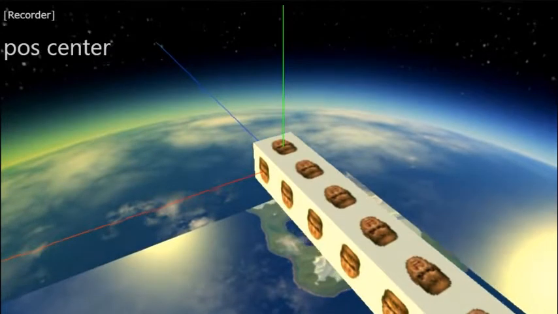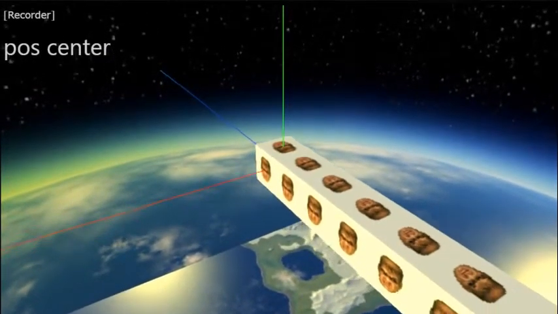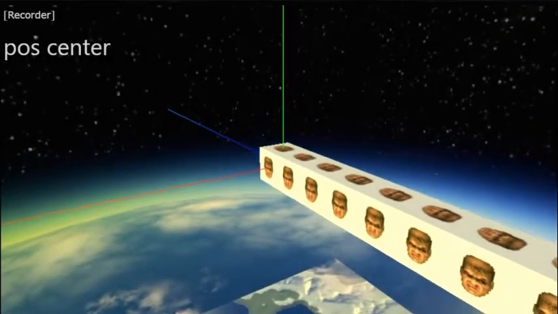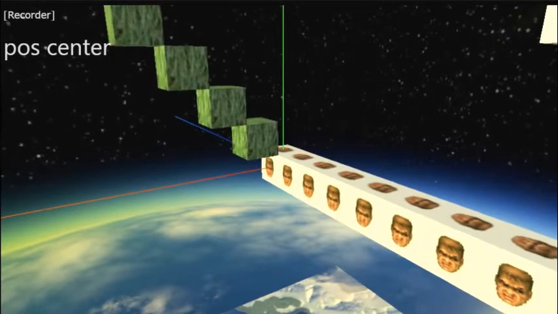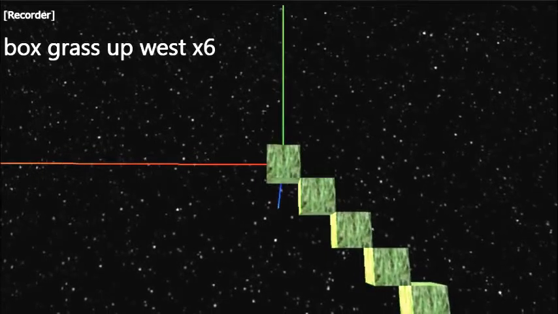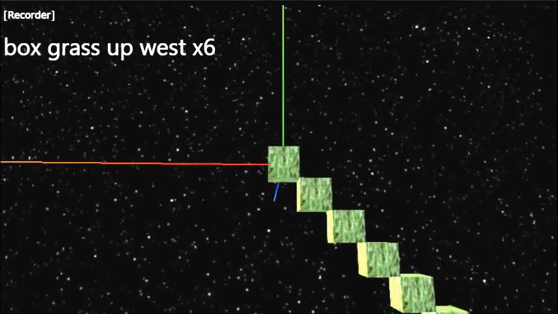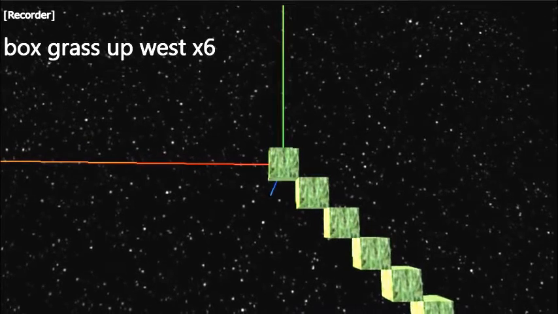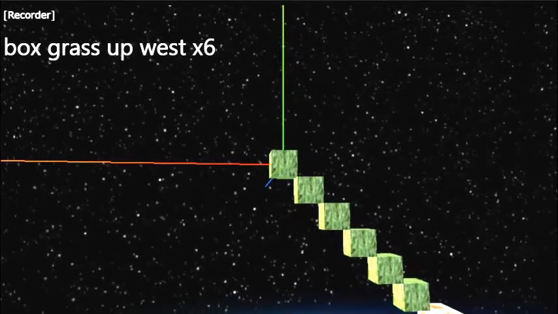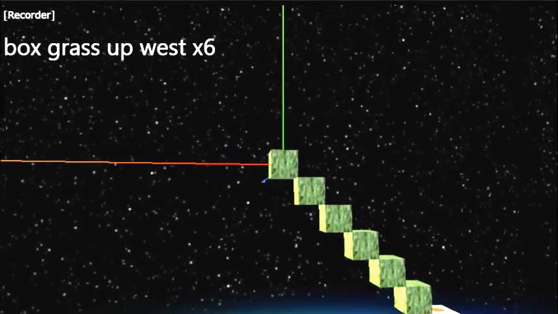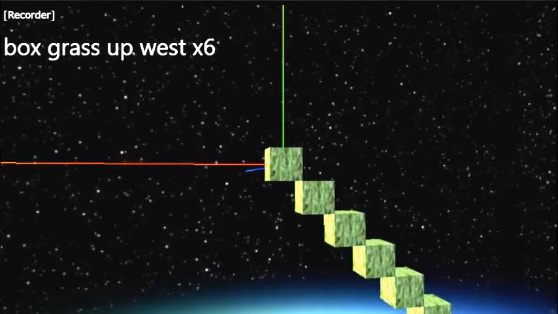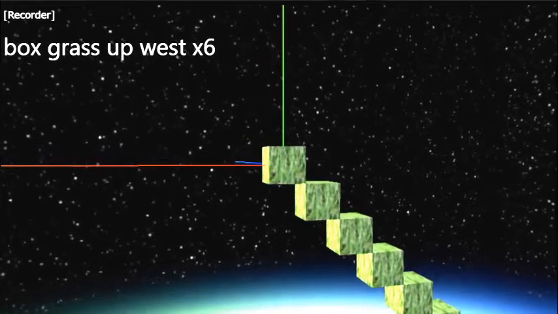It also mentions grass. So like I'm going to do box, grass, up, west, times six. So do you see what I did there? I replaced me with grass. Hopefully by now you're picking up the basic syntax. It basically is box and then the color or texture or whatever. And then if you want it to go in a direction, you can do that. And if you want it to build in a line, you can add an X or a 6. The number has to be from 1 to 9.